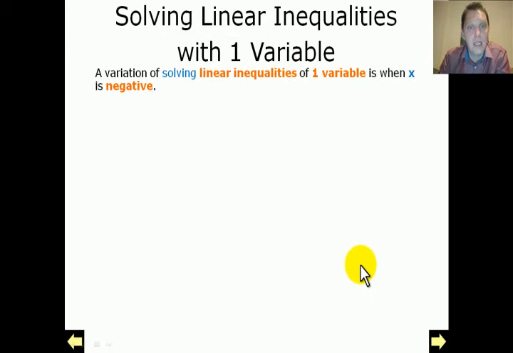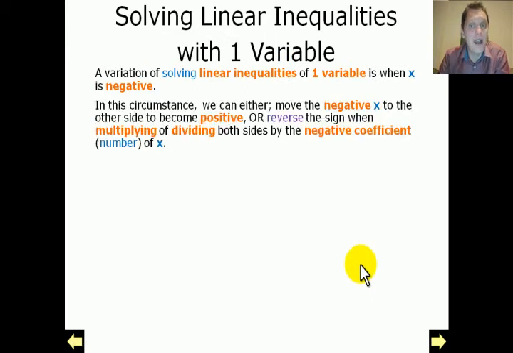We could get scenarios where there is a negative x. For that we've got to do something slightly different, but I'm going to show you 2 ways to approach this when we are starting a problem which we've got to solve where there's a negative x. So a negative number in front of the x, or some of you may know it as a negative coefficient. So here, 2 is less than negative 2x plus 4.